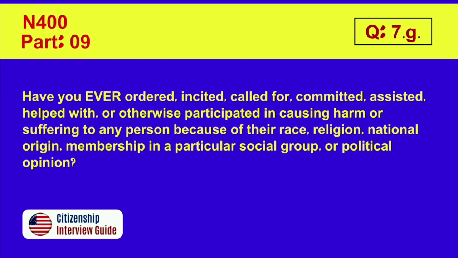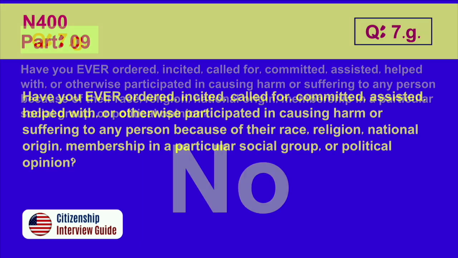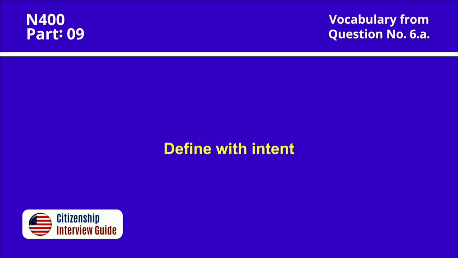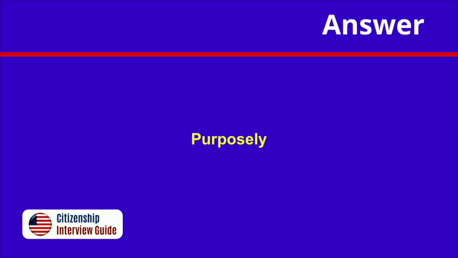Have you ever ordered, incited, called for, committed, assisted, helped with, or otherwise participated in causing harm or suffering to any person because of their race, religion, national origin, membership in a particular social group, or political opinion? No. Define with intent. Purposely.